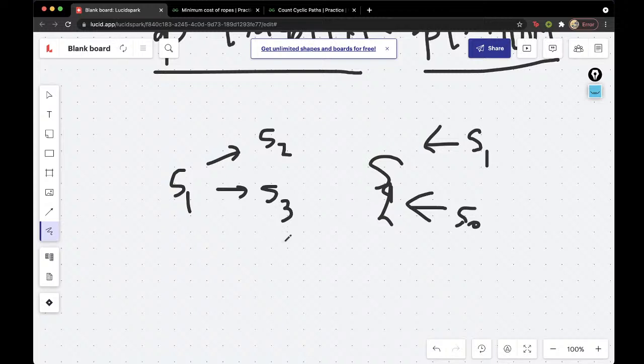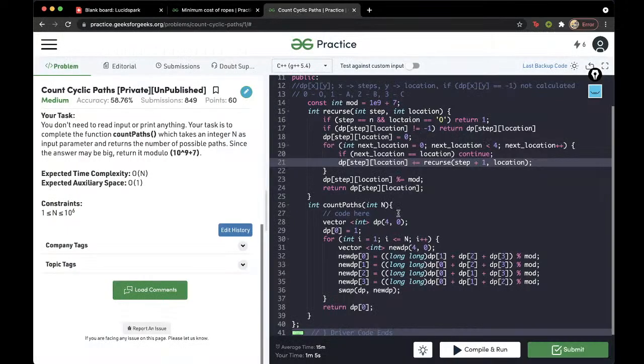So in recursive, you check from the state which all states you can go to, and in an iterative DP, you check which all states you can come to this state from. So in the recursive DP, from step comma location, I go to step plus 1 comma location. In the iterative DP, you come to 0 from either 1, 2 or 3, and here as well, you come to 1 from either 0, 2 or 3. So that was the difference between the iterative and the recursive one. I hope this is clear.